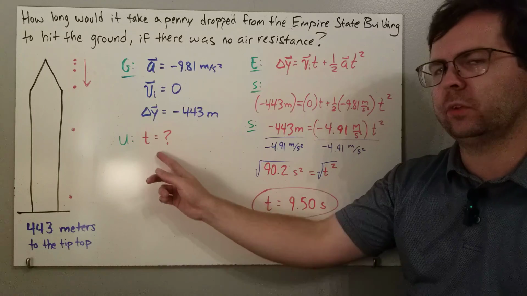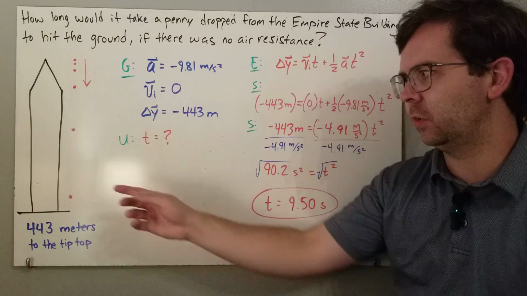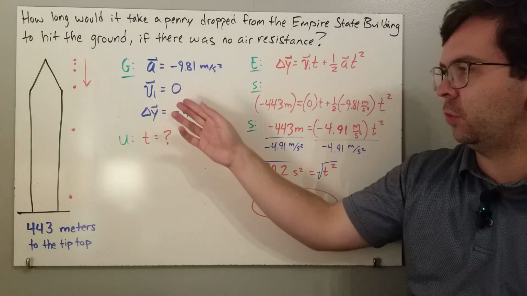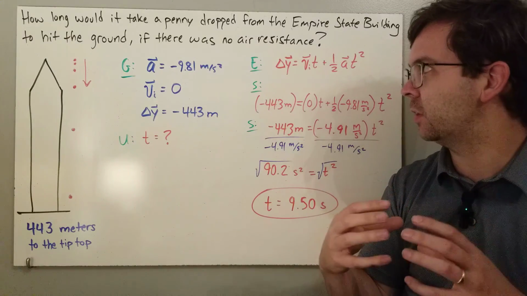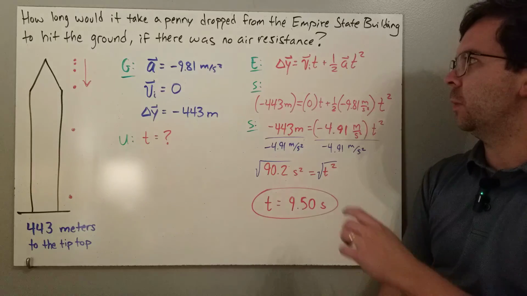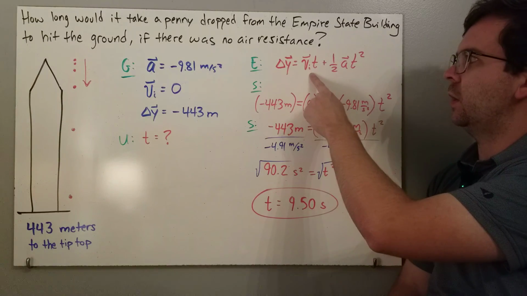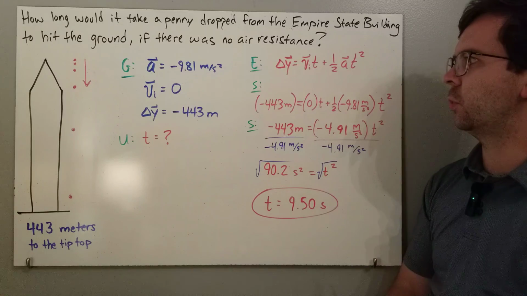So how long does it take the penny to fall? How long until it hits the ground? So we need an equation that has all of these pieces so that we can put them together to solve this puzzle. All the pieces are found in this equation here. We have delta y is v_i t plus 1/2 a t squared.